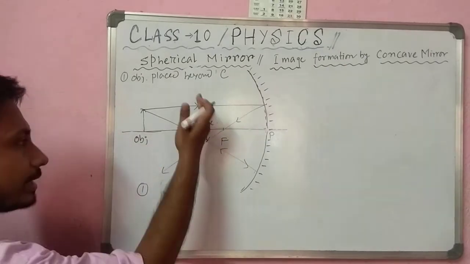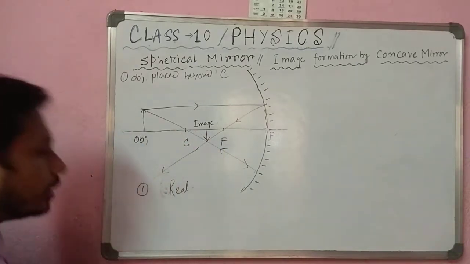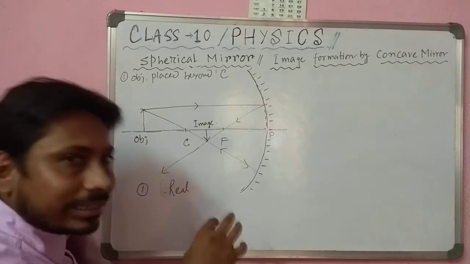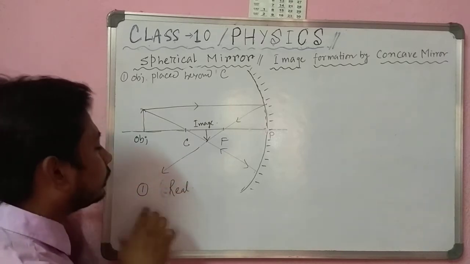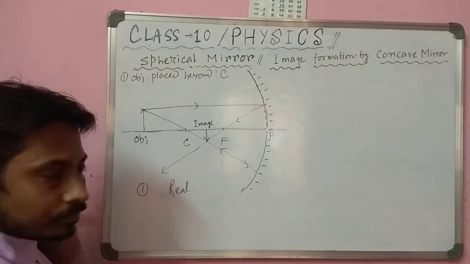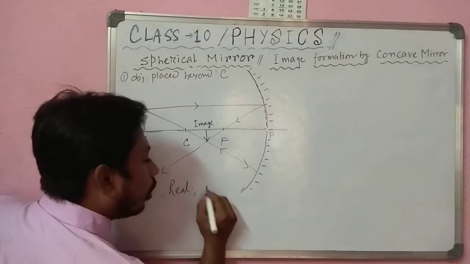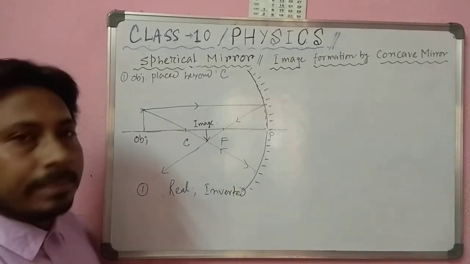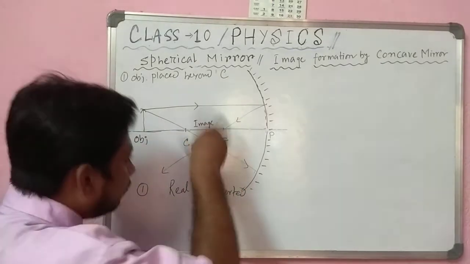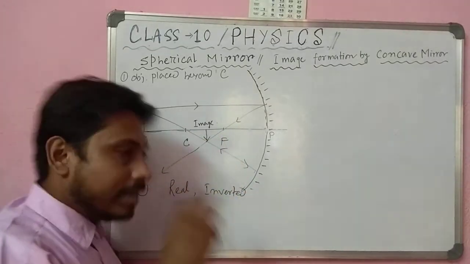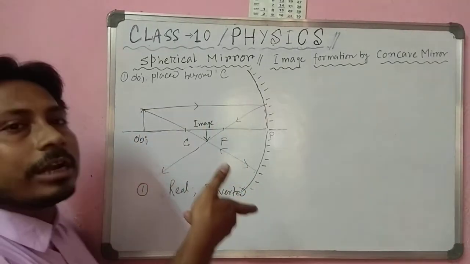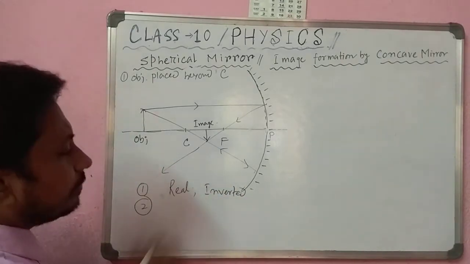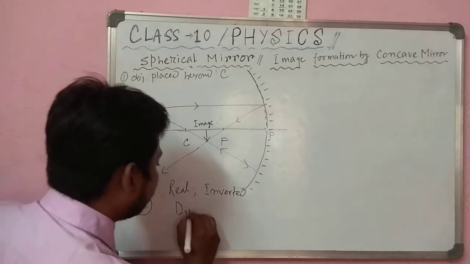Why real? If you place a screen over here, you can see the image on the screen. Image on the screen means this is a real type of image, and a real image is always inverted, not erect. Inverted means reversed, opposite to that of the object. Number two, it is real and inverted, and it is diminished.